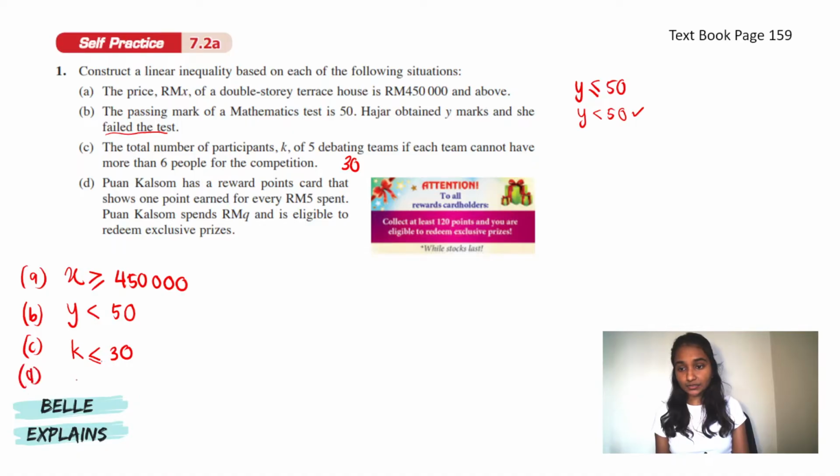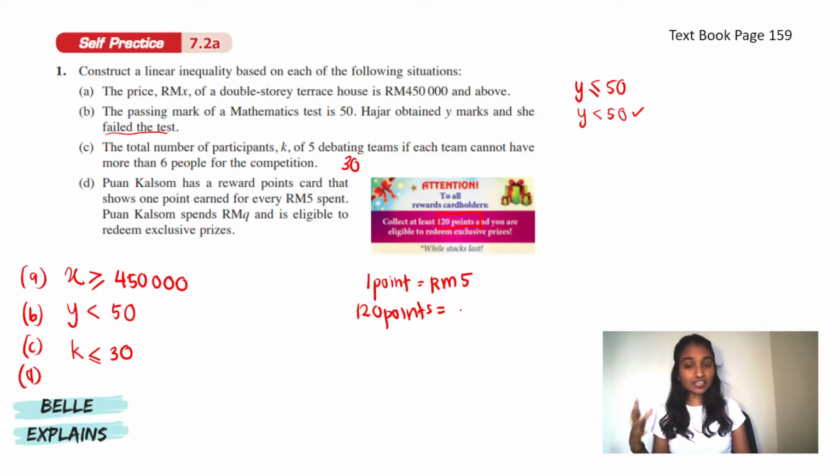And last one, D. Puan Kalsom has a reward point card that shows 1 point earned for every 5 ringgit spent. Okay, so 1 point is RM5 spent. She spends Q in total and is eligible to redeem exclusive prizes. Okay, she had to have at least 120 points in order to be eligible. Okay, so if she had to get 120 points, she would have needed to spend how much? Let's see. So 1 point is from 5 ringgit spent.